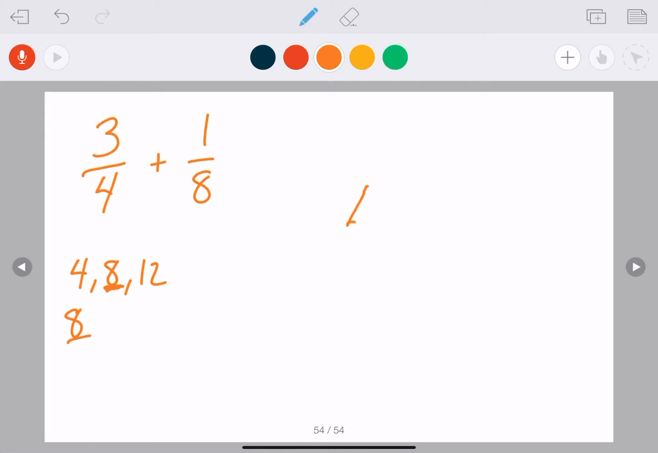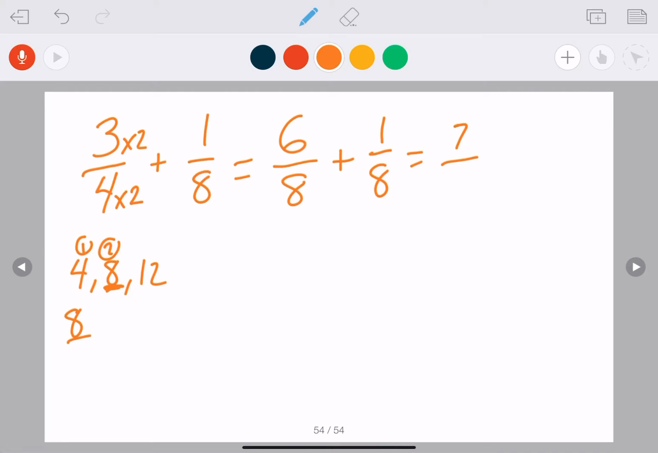So we have 3 over 4, so 4 was once, twice, so I times by 2, times by 2, and I'm going to leave my other fraction the same. So 3 times 2 gives me 6, 4 times 2 gives me 8. I'm adding, and then the other one remained the same. And once again, I have a fraction that has a common denominator, so I can add the top. So 6 plus 1 gives me 7, and 8, 8, and 8. Again, there's no way to simplify 7 over 8, so that will be my final answer.